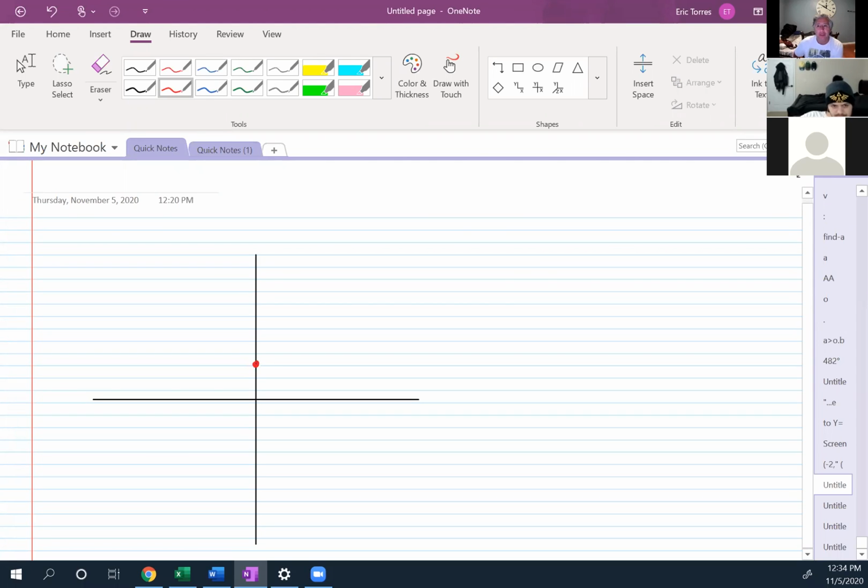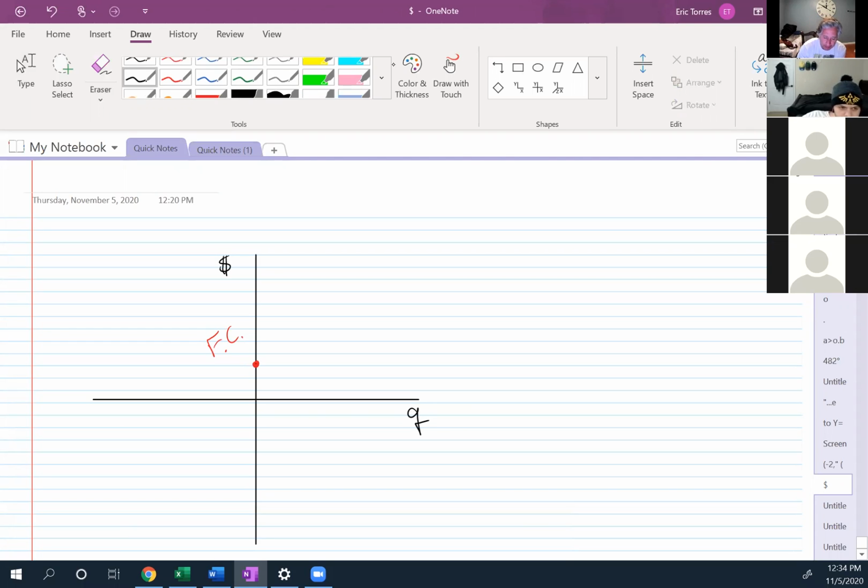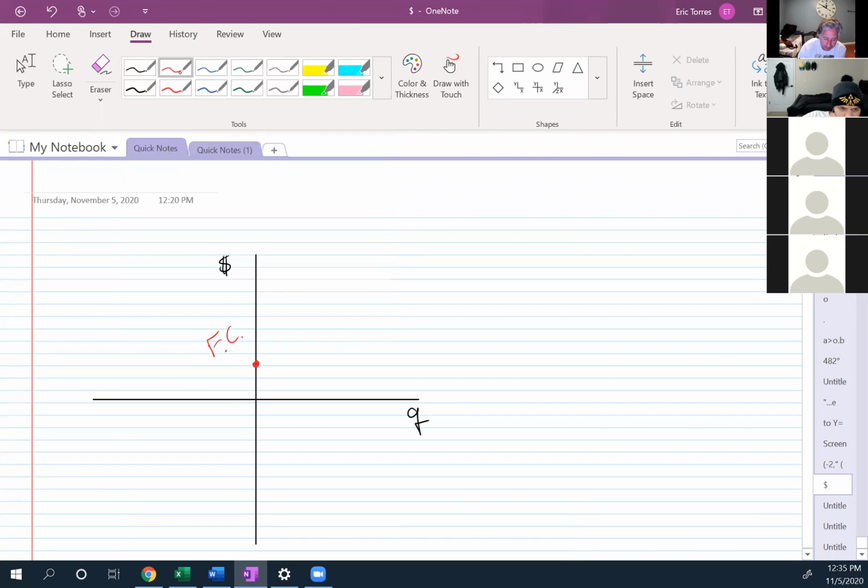Before you do any business, you start off with a fixed cost. So you have expenses that have nothing to do with the quantity that you're producing. My x-axis is going to be my quantity, and my y-axis is going to be money, measured in dollars. So whenever I begin doing business, automatically I start off with costs. And as I produce more and more things, my cost begins to go up.